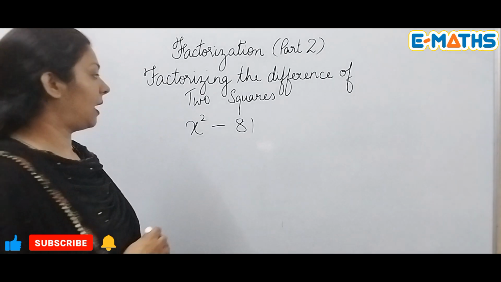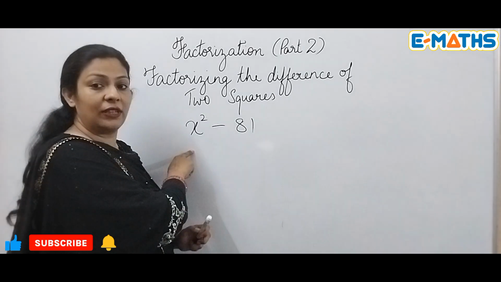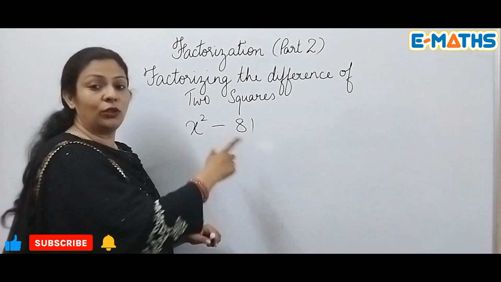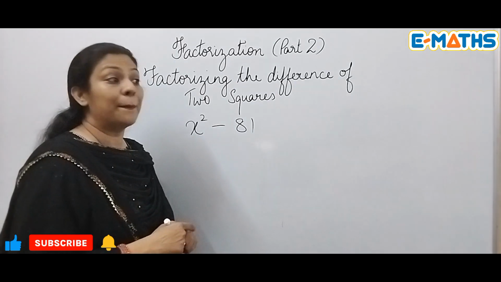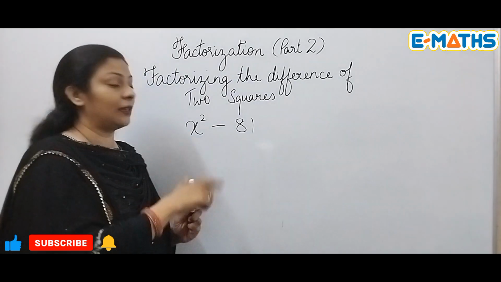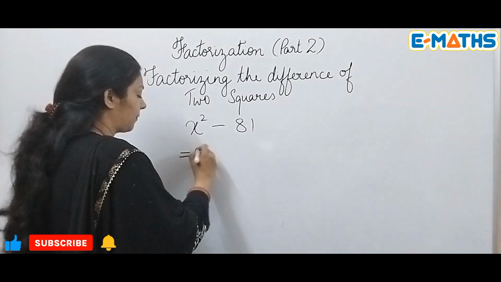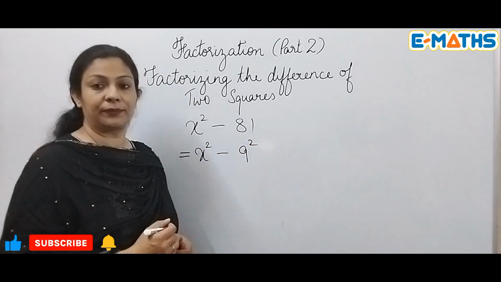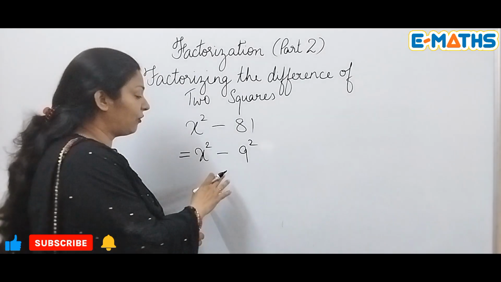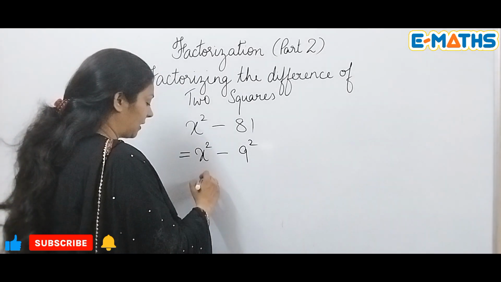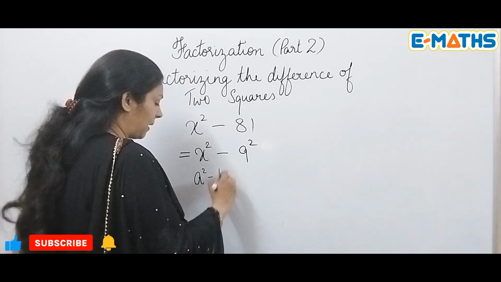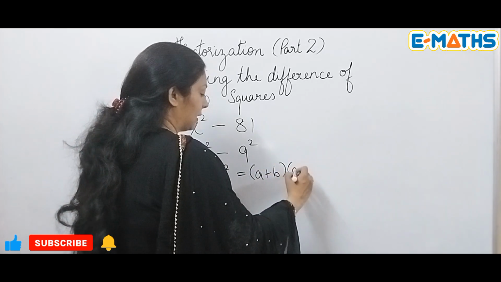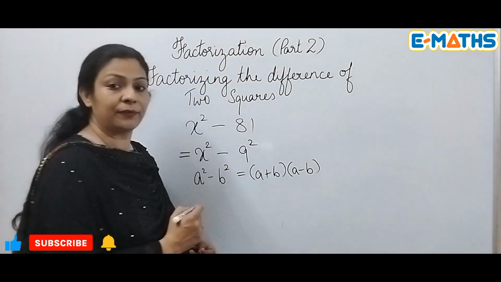Here, if you see, this is a variable x which has a power 2. Now this 81, although there is no square written over there, can be written in the form of x square minus 9 square. So if I have to factorize this, I can use this identity: a square minus b square equals a plus b and a minus b.